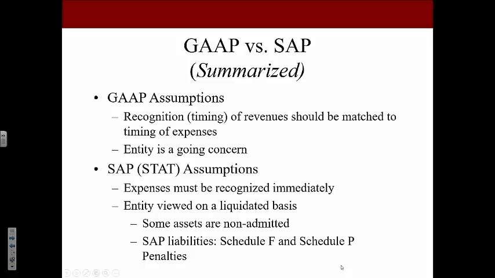Statutory accounting principles also have what are called Schedule F and Schedule P penalties. Remember, we've discussed Schedule F is the reinsurance schedule. The Schedule F penalty is a penalty for using unauthorized reinsurance. Basically, an insurer can't recognize the relief they get from using unauthorized reinsurance. Schedule P is the loss schedule. Schedule P penalties are a penalty for under-reserving in certain lines of business. Those penalties are set by the state.